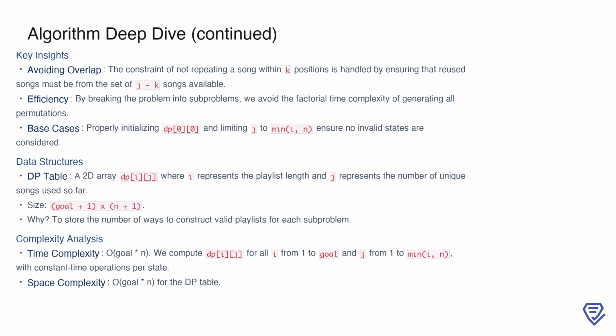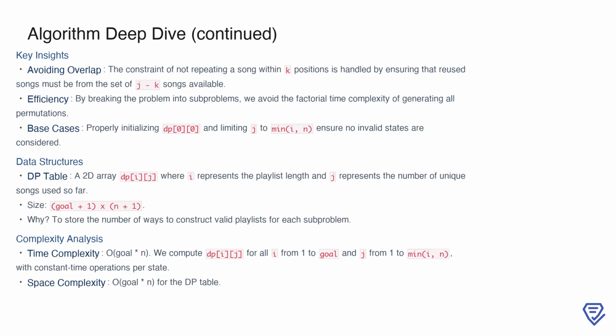The main data structure here is a 2D dp table, where dp[i][j] represents the number of ways to create a playlist of length i using j unique songs. The size of the table is (goal+1) * (n+1), to accommodate all possible playlist lengths and unique song counts. This design allows us to systematically compute the solution for all subproblems.